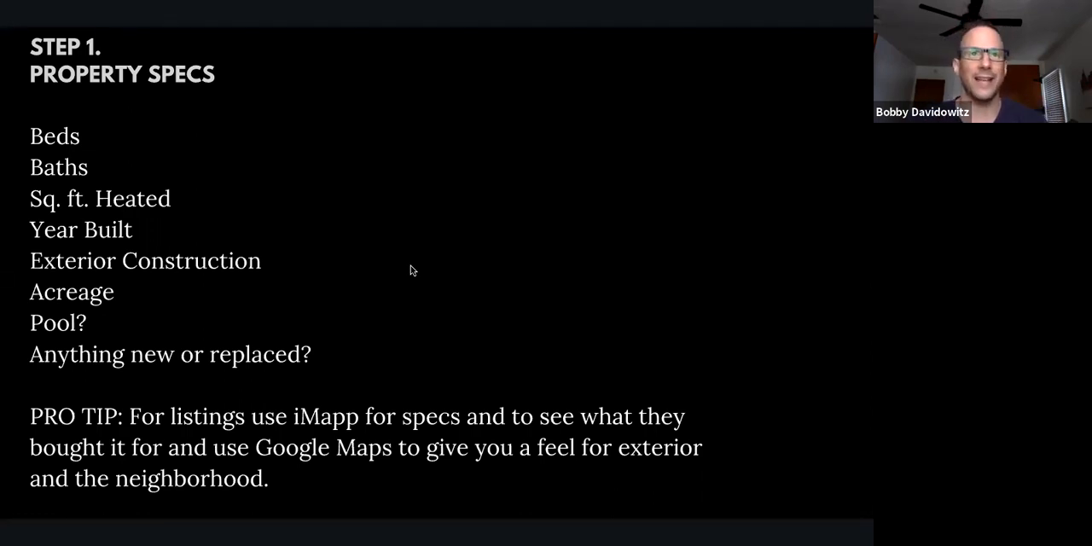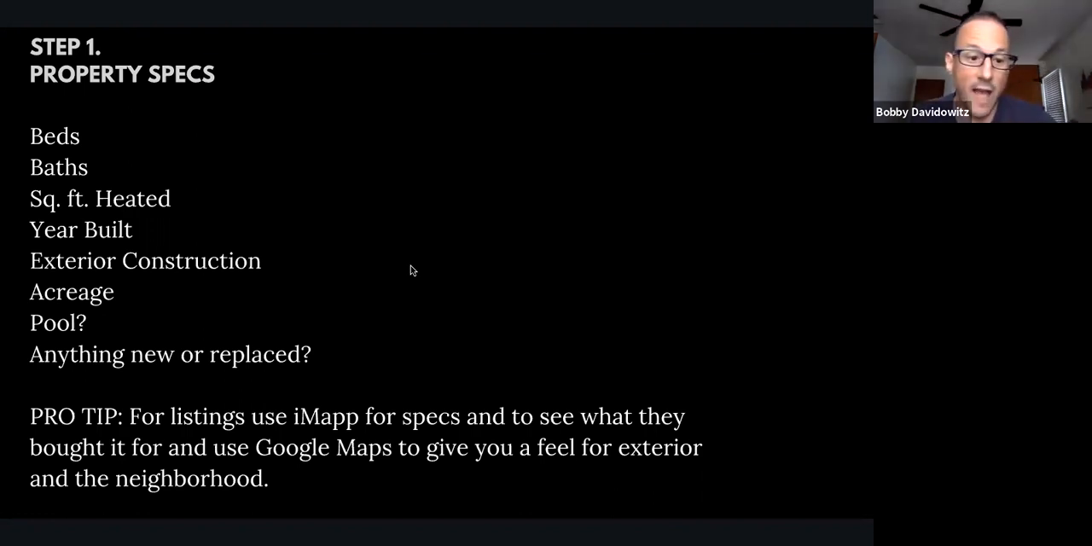In other words, a lot of times you'll get a seller who's like, oh, but 2 miles away there's this neighborhood that has $600,000 properties, and they're trying to use that property to justify. No, that doesn't work, because if there are sales in that neighborhood, you're going to have to use the sales in that neighborhood. So beds, baths, square foot heated, year built, exterior construction, acreage.